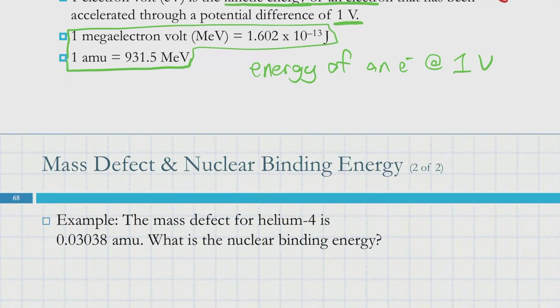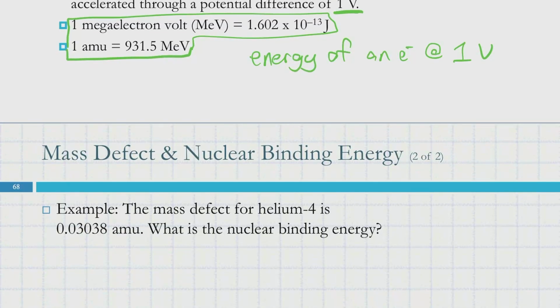For example, the mass defect for helium-4 is 0.03038 AMUs. What is the nuclear binding energy? Well, it's related to the mass defect. And we can actually use this AMU to mega electron volts conversion to do that.